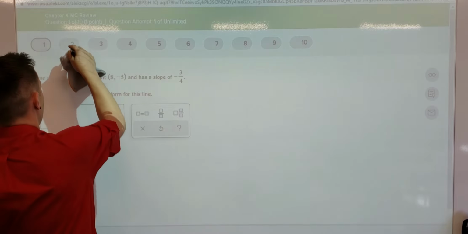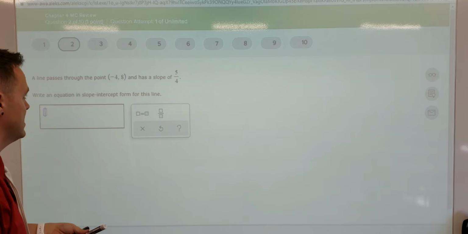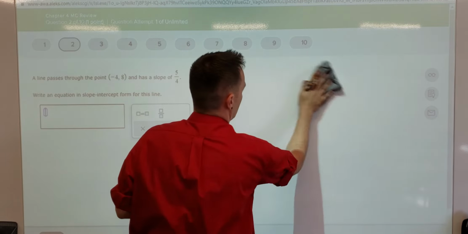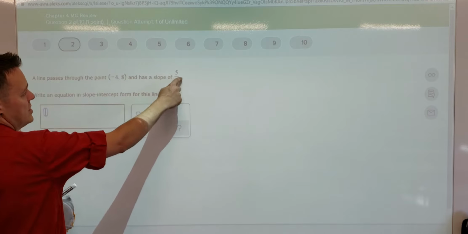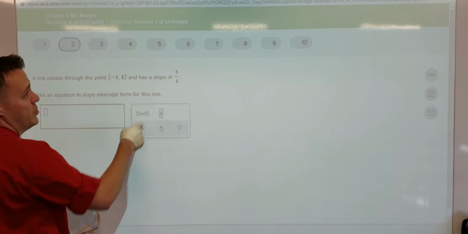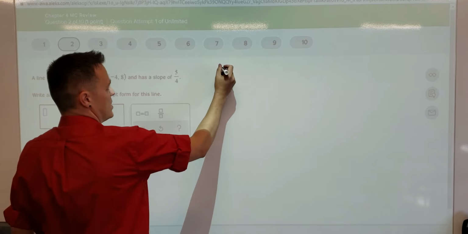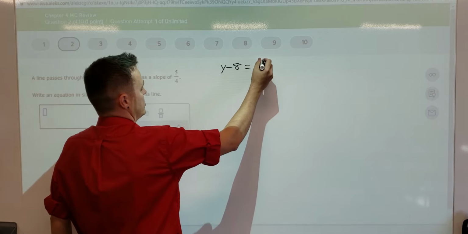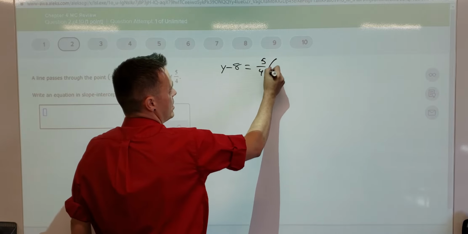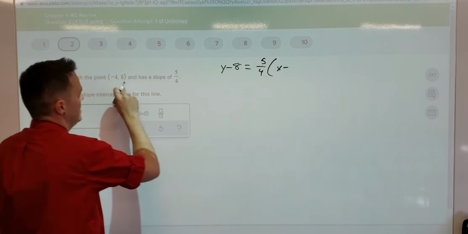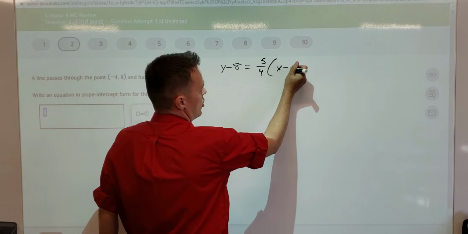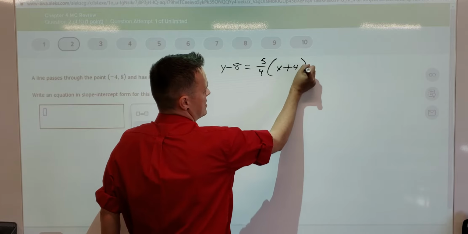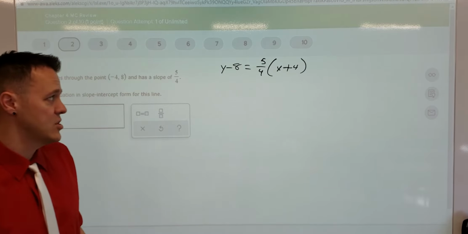Number 2 on this, you start with the same setup, where you have your formula and you simply solve it out. If you have a point and slope, you use the point slope form. So once again, it's y minus 8 equals 5/4, and then it's x minus, in this case, -4. So we don't write -4 like this. You write negative, and that double negative is a positive. Please make sure you understand that.